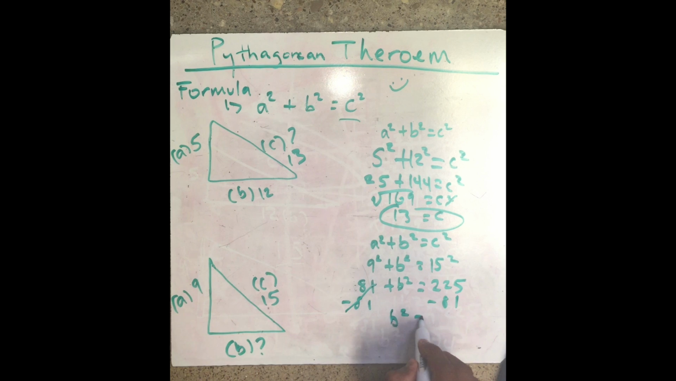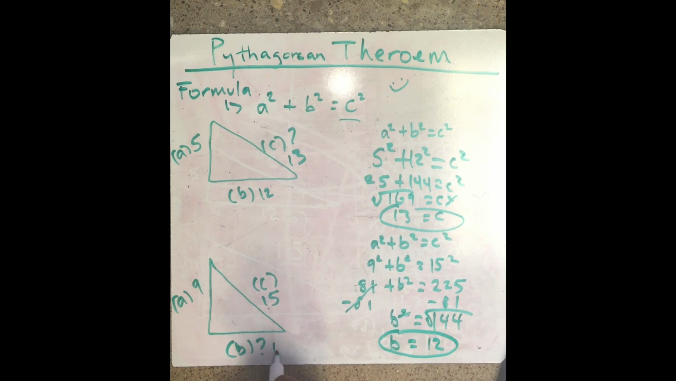B squared equals 144. And we do the same thing like we did in this square root. Cancel. B equals 12. Then our value would be 12.